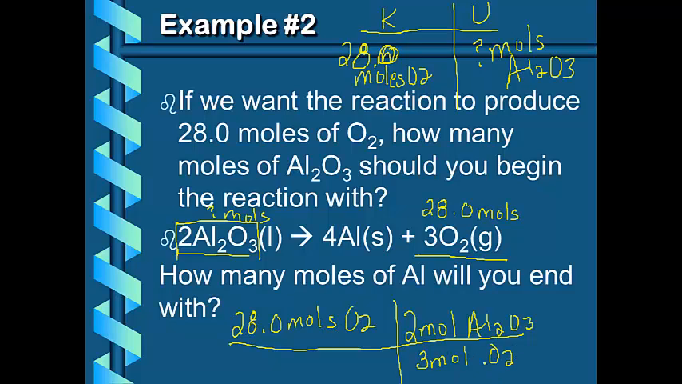I do a bad job. Sometimes I put the S, sometimes I don't. I'm just going to admit that now. So, okay, then on my math, I take 28, multiply it by 2. It's going to get me to be 56. I take 56 and I divide it by 3. And since I can have 3 significant figures in my answer, my final answer is going to be 18.7. It works out to be 18.66666, so I get 18.7 moles of aluminum oxide.